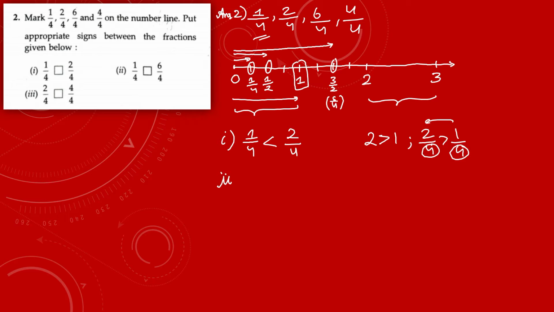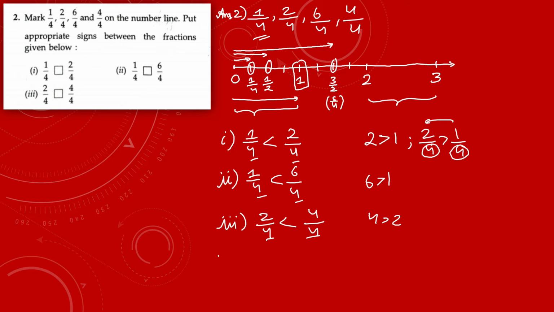Now for the second case, we have 1 upon 4 box 6 upon 4. Same thing, 1 upon 4 is less than 6 upon 4 because 6 is greater than 1, that is, the numerators. Now for the third part, 2 upon 4 box 4 upon 4. Again, the less than sign will come because 4 is greater than 2. As all of them have the same denominator, that is 4, we can compare the numerators directly. Otherwise, it would not be possible.